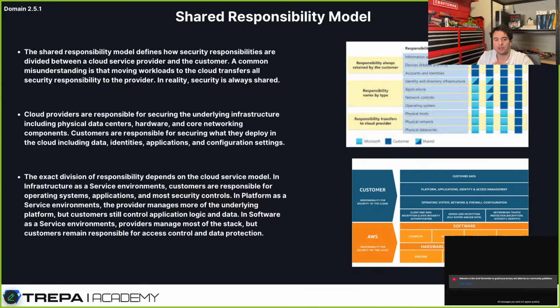You still, as the customer, need to do IAM. You still need to manage the devices that are accessing that software as a service. But the cloud does the application management, the middleware, the network controls, and the operating system. So that's what the shared responsibility model is.